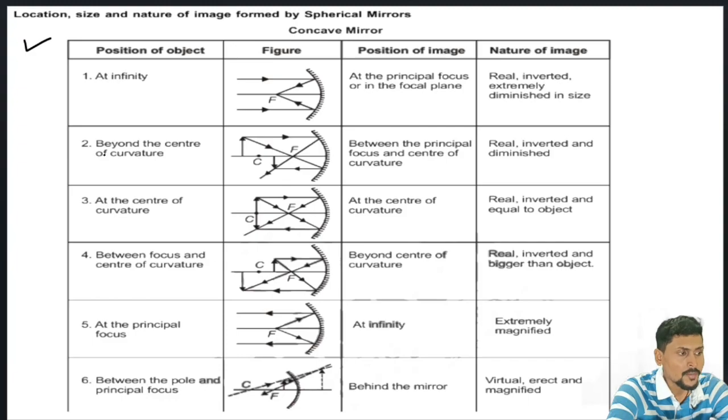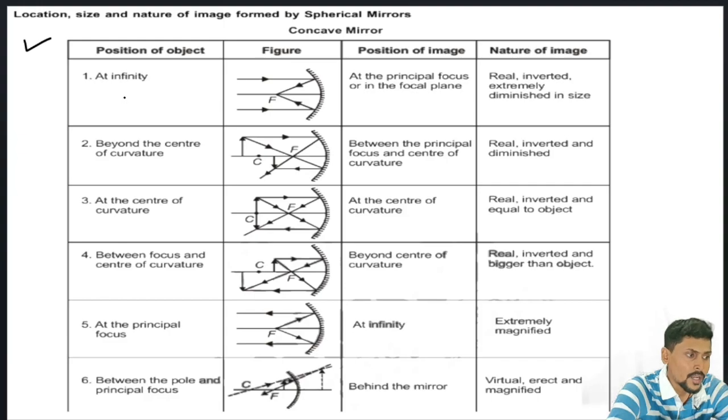In the first column, the position of the object is mentioned. It tells at which place we keep the object. In the second column, the corresponding ray diagram is given. In the third column, the position of image is given. And in the last column, the nature of image is mentioned.